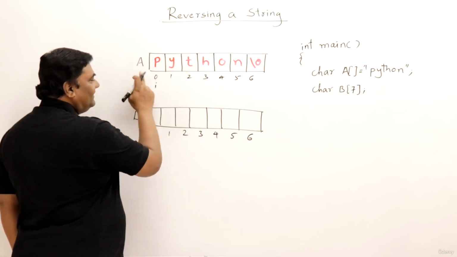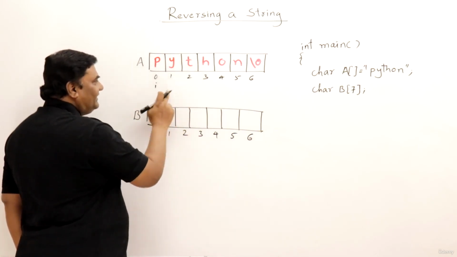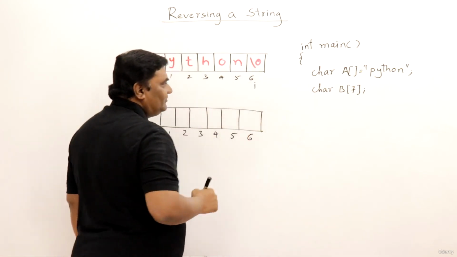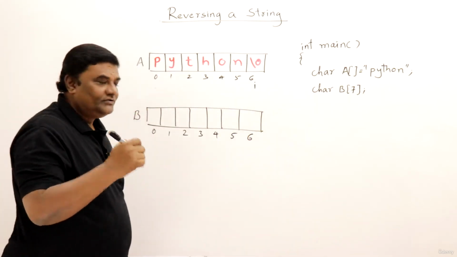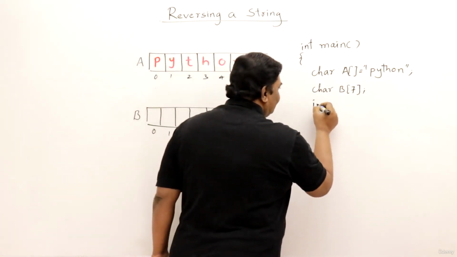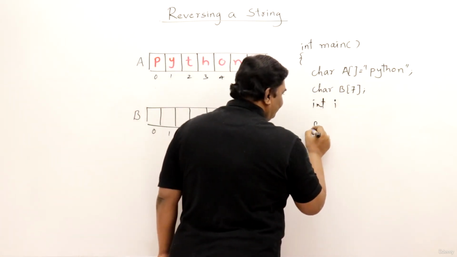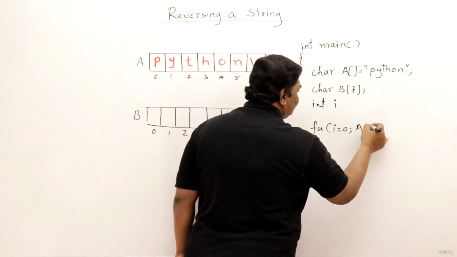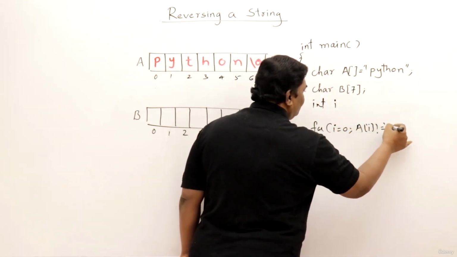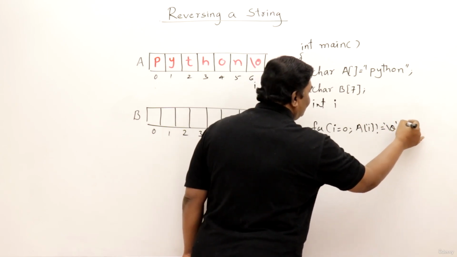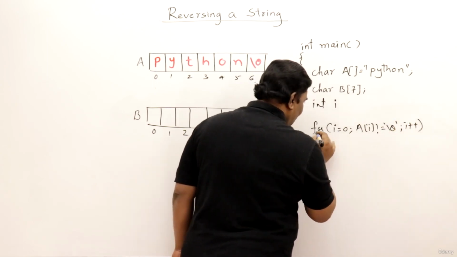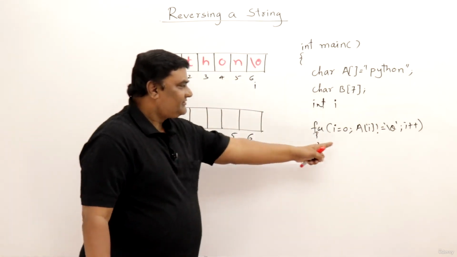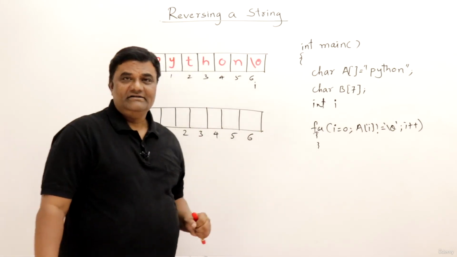I will take i as an index on the array, and I will keep moving this i until I reach \0. We know very well how to do this. I'll take a variable i, assign i = 0, and loop while a[i] is not equal to \0, with i++. No need for anything inside, just empty braces. So this i will stop at the last null character.